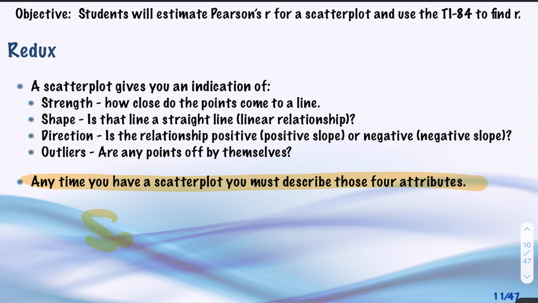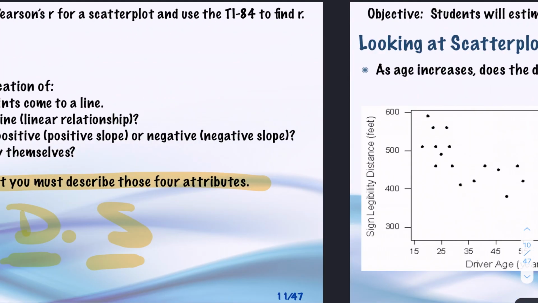So think shape, outliers, direction, strength. Is it a line? Are there any outliers? What's the direction of the line? How strong is that line? Focus on those 4 things every single time you have a scatter plot.